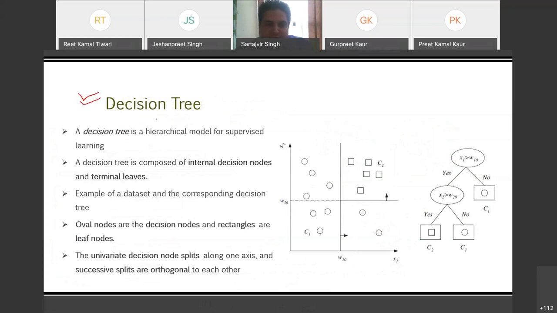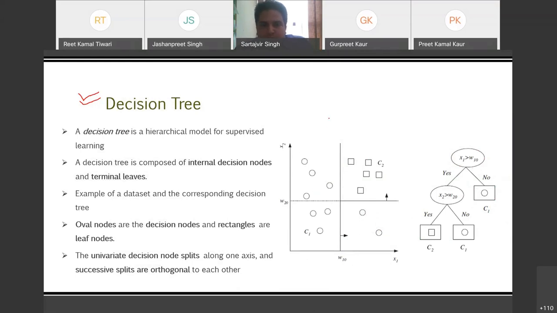There is one more classifier, that is the decision tree. The decision tree is a hierarchical model for supervised learning, and it is composed of internal decision nodes and terminal leaves. The decision nodes are represented with oval nodes, and the terminal nodes are represented with rectangular or square nodes.